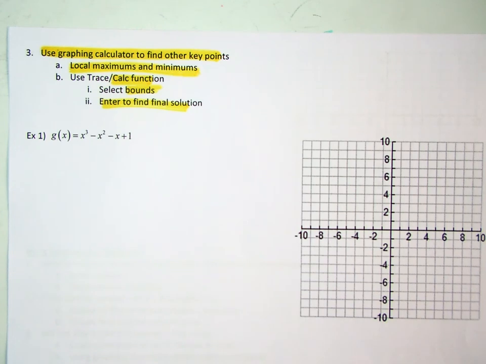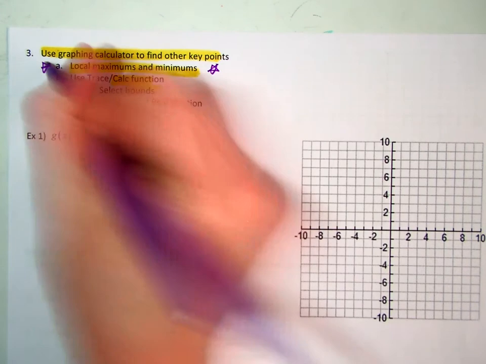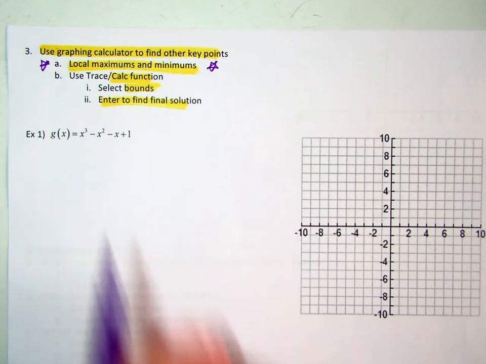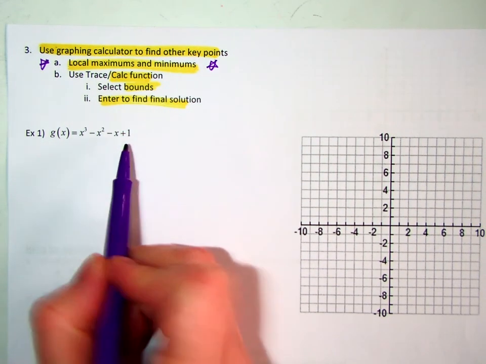So just a reminder, there are 3 big things here, well, 4 actually. Describing the end behavior, finding the x-intercepts, finding the y-intercepts, and then finding local maximums and local minimums using your graphing calculator. All right, so let's do example 1 here. g of x is equal to x cubed minus x squared minus x plus 1.